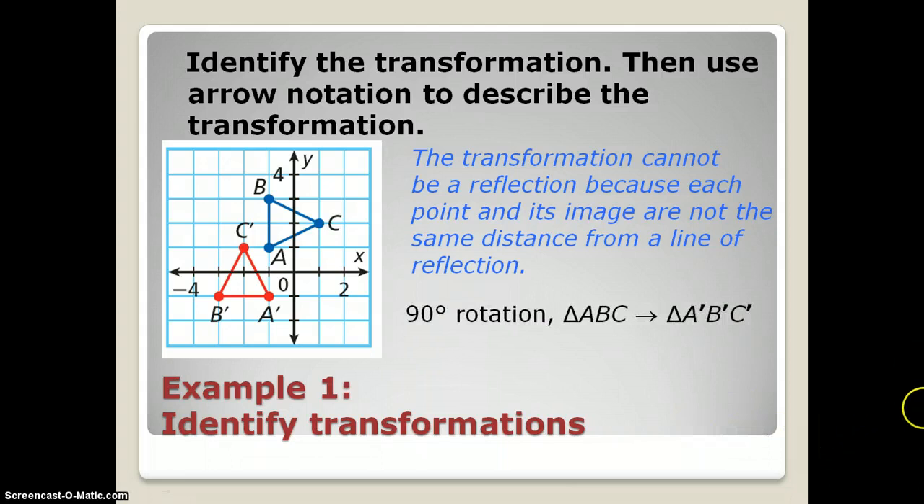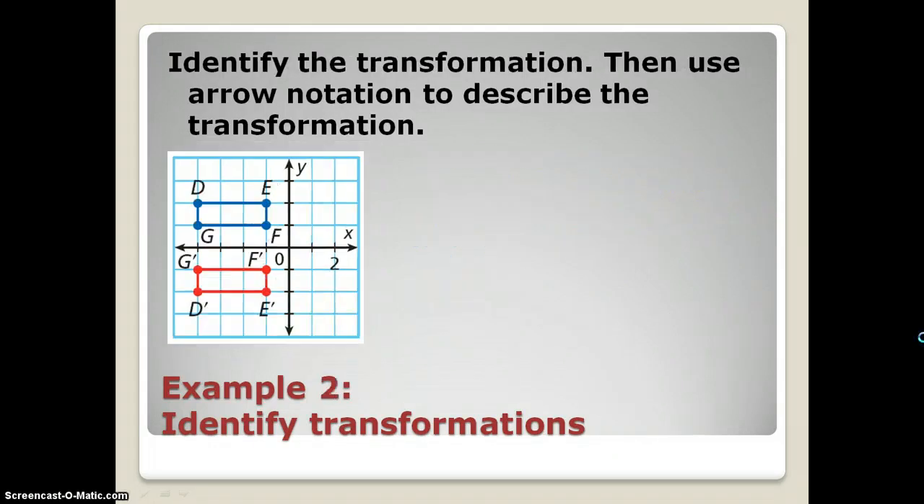This would be a 90-degree rotation. Since A looks like we could have slid it down in a translation, but B and C have been moved in their position. Therefore, we know that we have rotated the triangle so that C is the top vertex. Let's try another one.